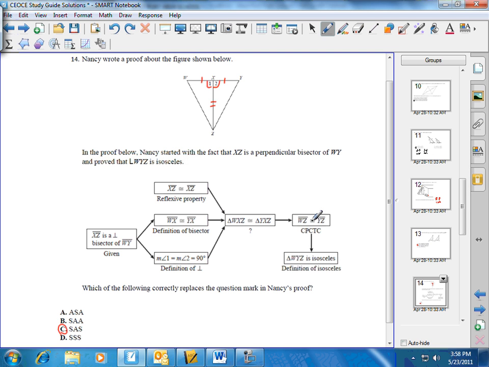And then let's go ahead and look at the rest of the proof. Remember, she's trying to prove that this is an isosceles triangle. So if these two triangles are congruent, then WZ is congruent to ZY, okay? Because corresponding parts of congruent triangles are congruent, all right? So that means, and so what we see here is these two legs are congruent, so that means this WYZ is an isosceles triangle.